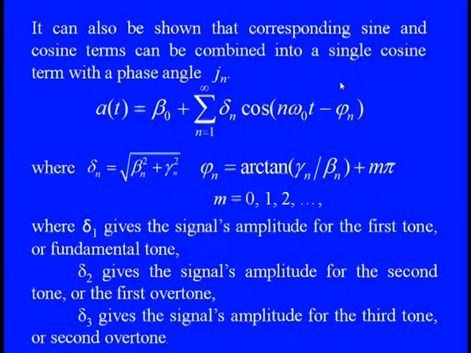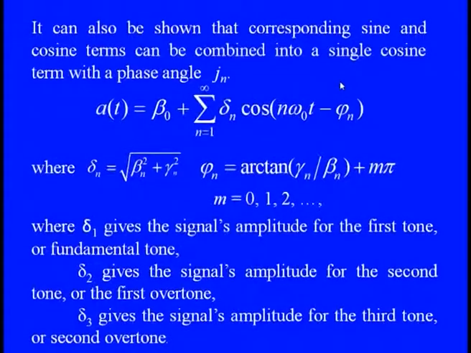So the delta, which is the basic term we have used here, is nothing but the signal's amplitude for the first tone, or we can say the amplitude of the fundamental tone. Delta 2 can also be used for the second tone, and delta 3 is the signal amplitude for the third tone. So delta 1 is the fundamental tone, delta 2 is the first overtone, and delta 3 is the second overtone, which is showing the third tone.